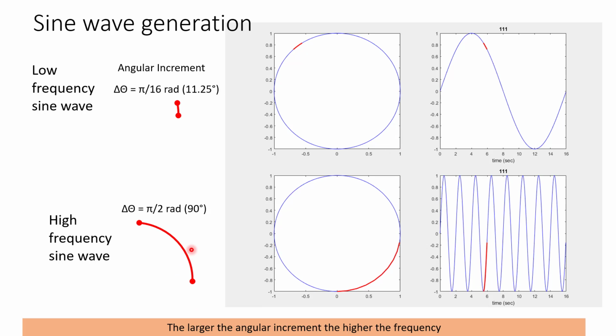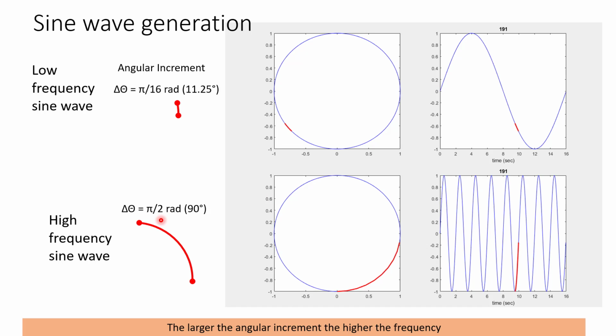Now, how do we generate a higher frequency sine wave? Well, we just add a larger angle. So in this case, we're going to add a 90 degree, a pi over 2 radian angle, and you can see that we're taking much larger steps as we walk around the circle. And again, same thing, we add 90 degrees, we plot the height here, and we trace out a sine wave. So one of the takeaways is that the larger the angle that we add each step, the higher the frequency.